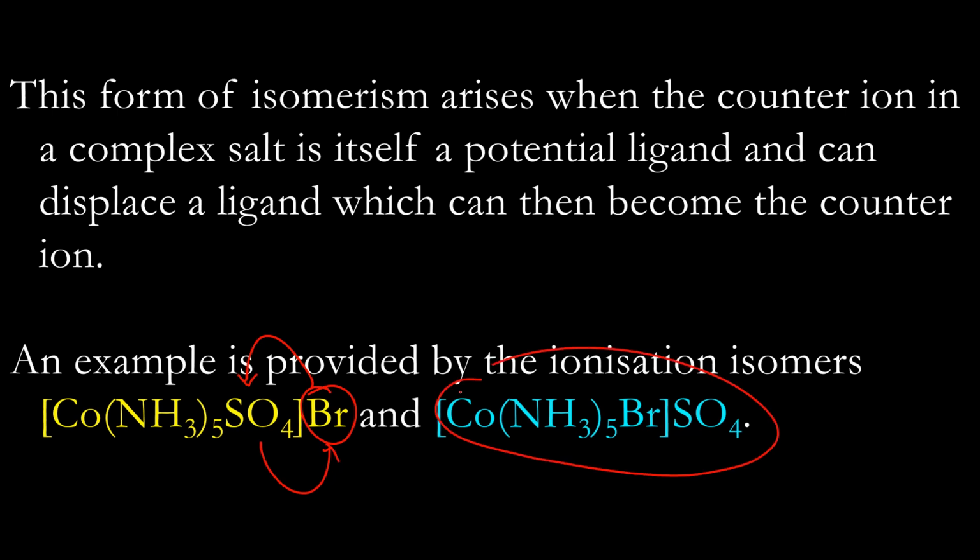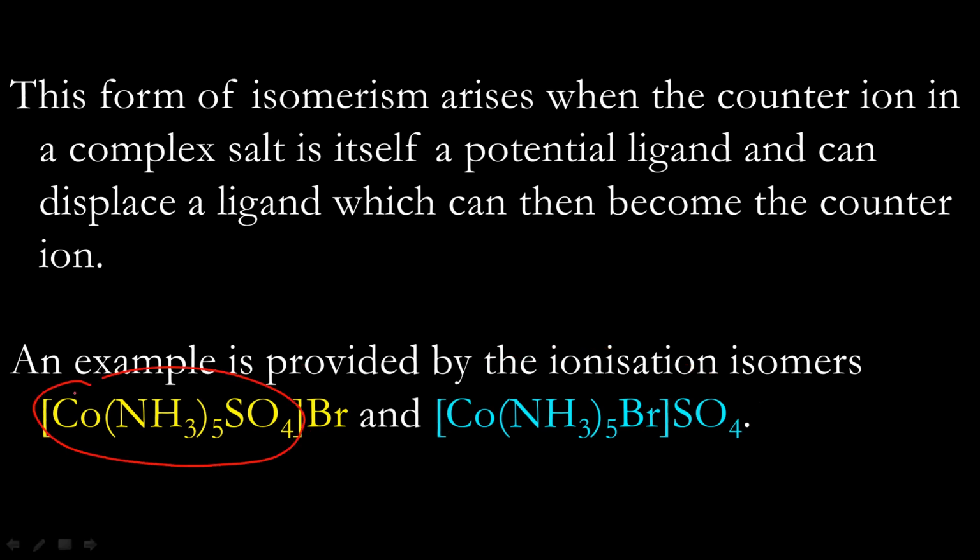The ions are different, which can be ionized. So if you ionize these, here you will get this as cation and this as anion. Here you will get this as cation and this as anion. So ions are different. Ionization isomerism. So whatever is different, that will be the isomerism.